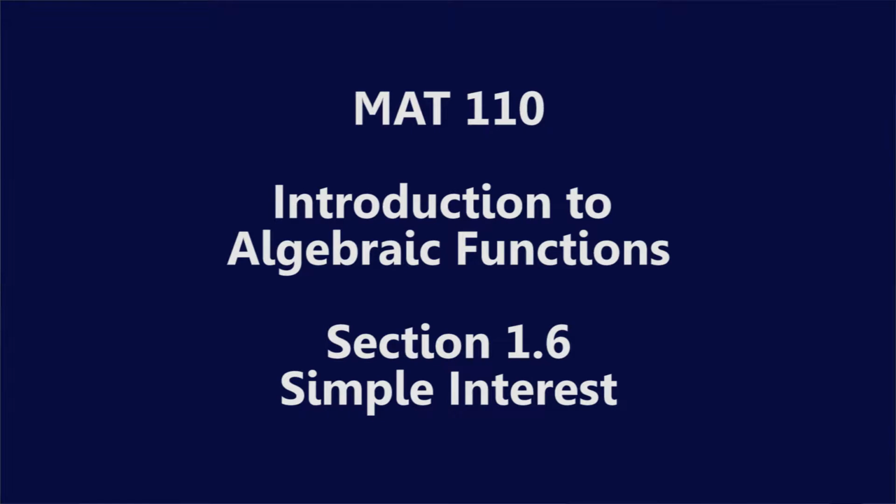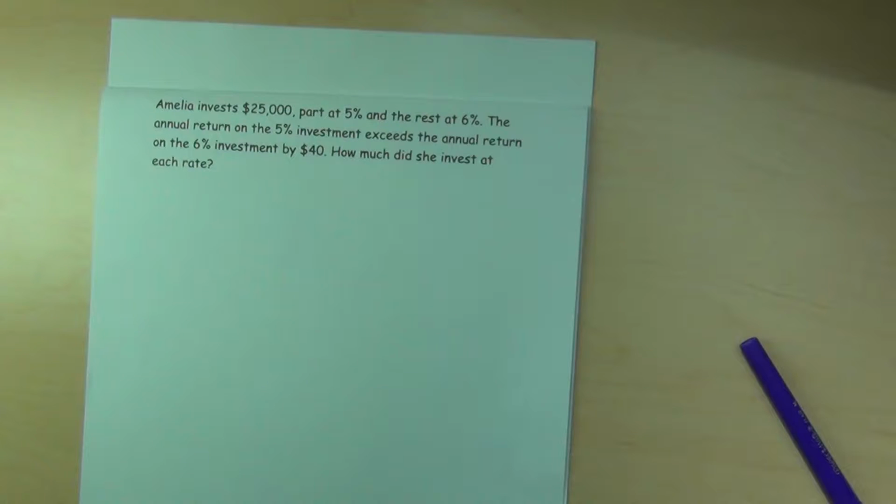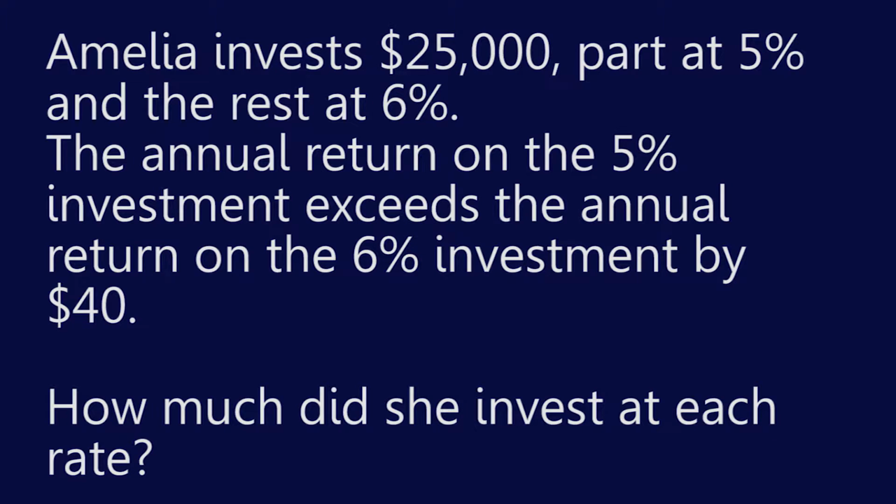1.6, simple interest. All right, let's read this problem and see what it's about. Amelia invests $25,000, part at 5% and the rest at 6%. The annual return on the 5% investment exceeds the annual return on the 6% investment by $40. How much did she invest at each rate? So you'll want to pause this video and get this copied down, and then let's go through it.